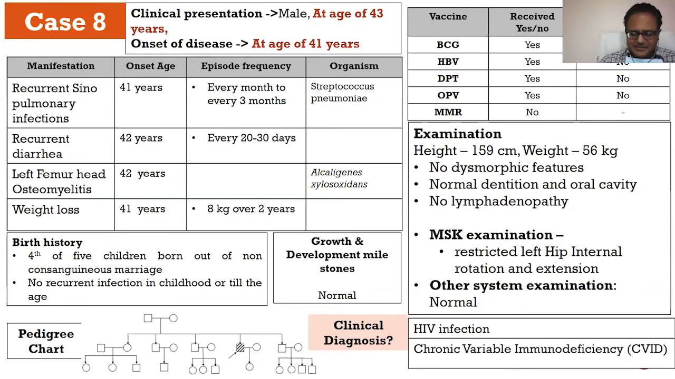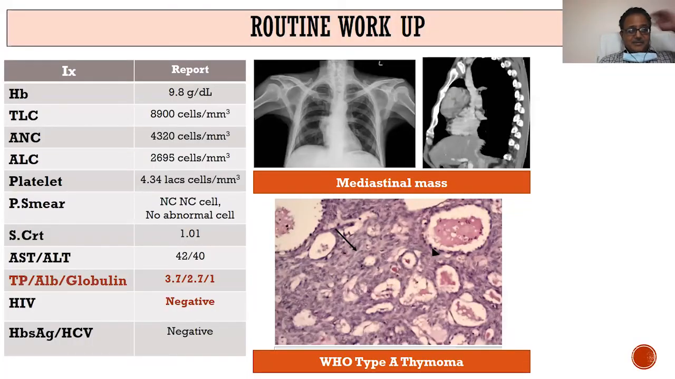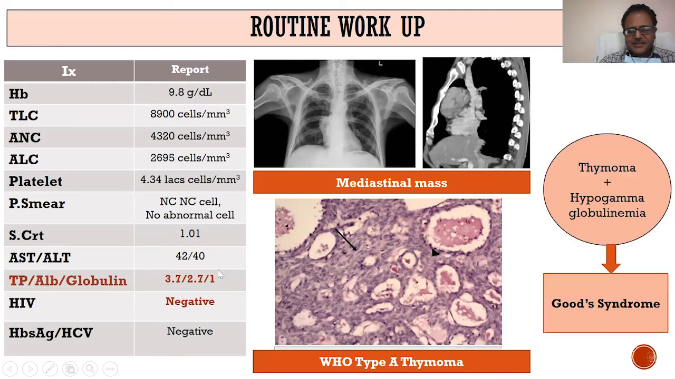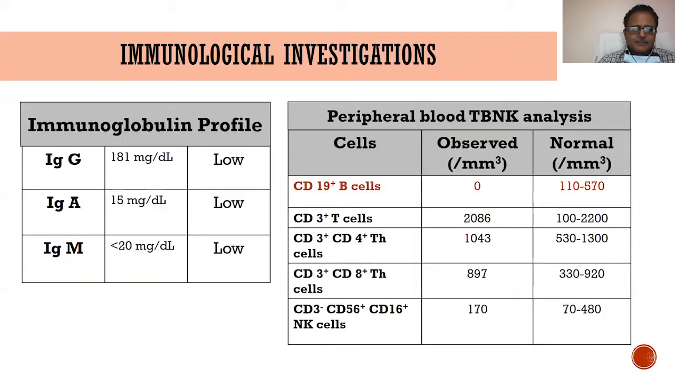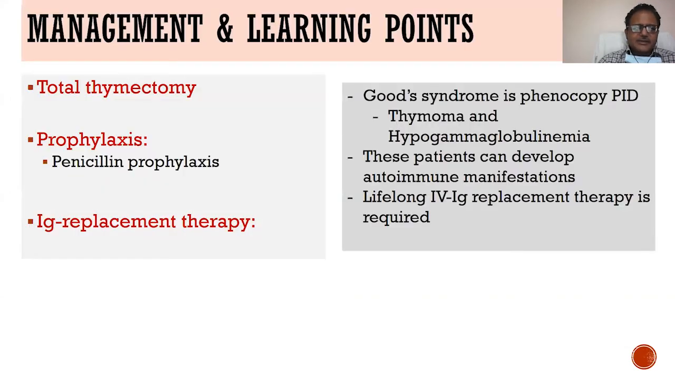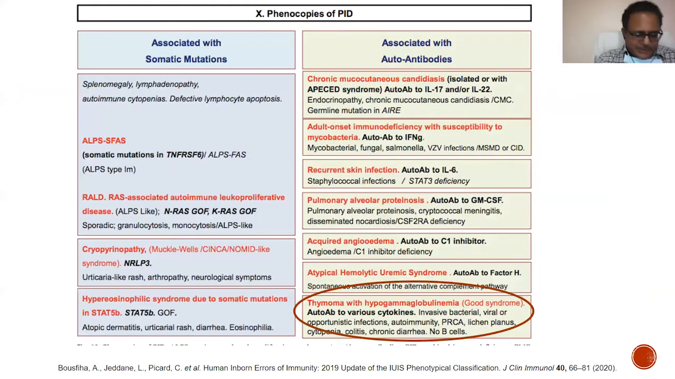The clinical diagnosis we had made was CVID, or probably he had HIV infection. But there was a history that he had been operated for some tumor in the chest. He had thymoma. So along with thymoma, if somebody develops immunodeficiency, and his globulin levels were quite low, that is called Good syndrome, thymoma plus hypogammaglobulinemia. He again had very low levels of CD19, other things were normal. Thank you, that's it.